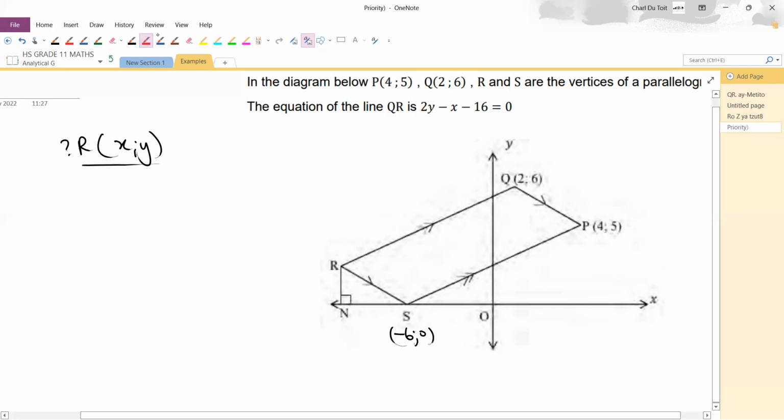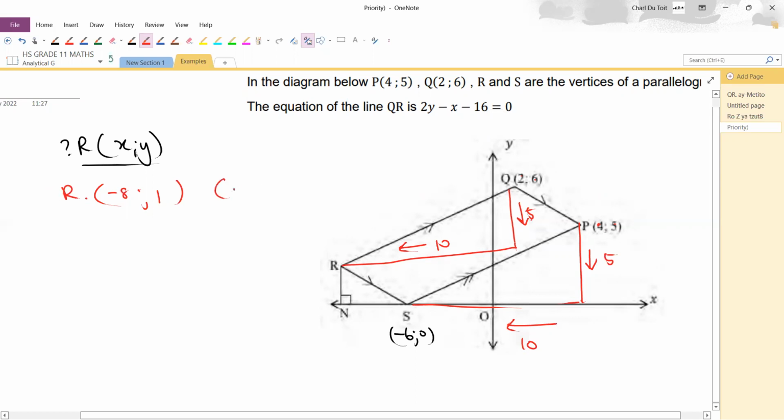He said, look, there's some movement here. Look at this movement. I'm going 5 units down and I'm going 10 units back. Can you see that? From 5 to 0, that's where S is. There's a triangle there. 5 to 0, I go 5 down. And from 4 to -6, I'm going 10 back. I do exactly the same with Q. I go 5 down. So 6, 5 down gives me a Y value of 1. And from 2, 10 in that direction goes to -8. That's R's coordinates.